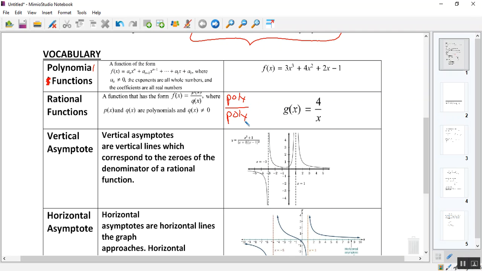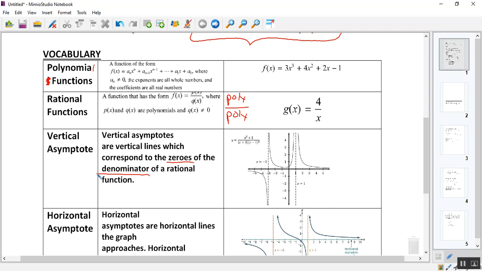You want to read the vertical asymptote definition for me? Vertical asymptotes are vertical lines which correspond to zeros of the denominator of a rational function. Okay, so vertical asymptotes come about when there are zeros in the what? Denominator. So take a look at this function that's graphed here.